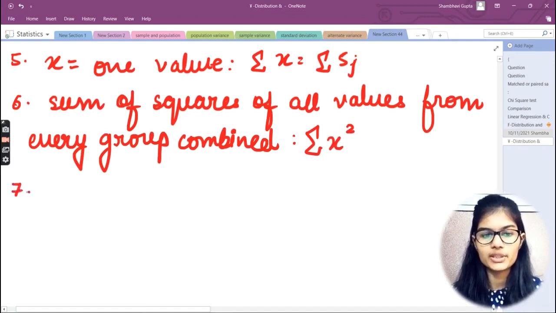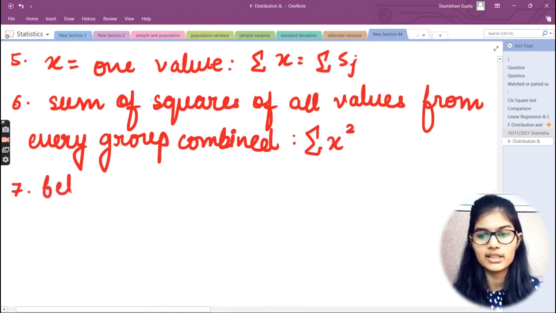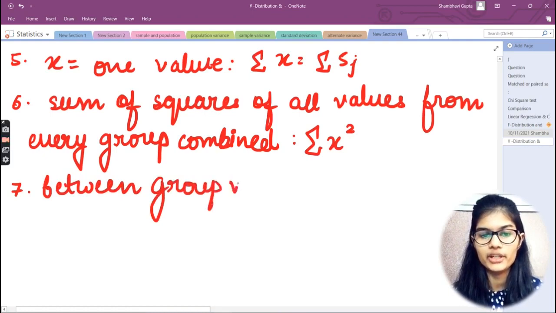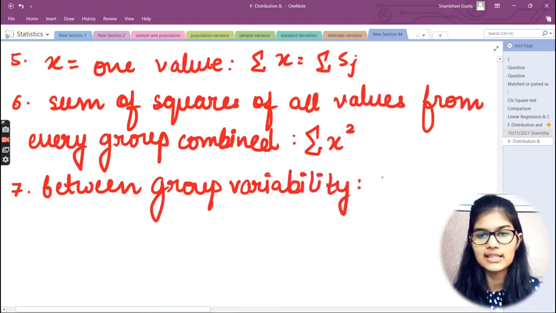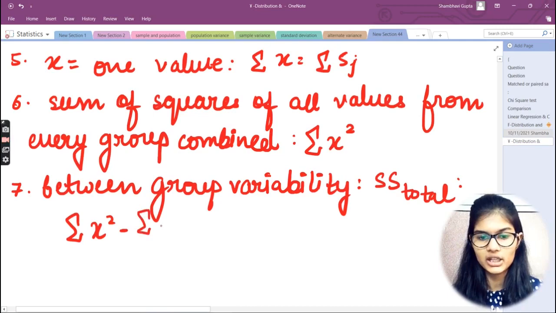Now moving towards point number 7. Next we have the between group variability, so I will write that as well. It means the SS total. What's the formula for that SS total? The formula is sigma of x square minus sigma x whole square divided by n.